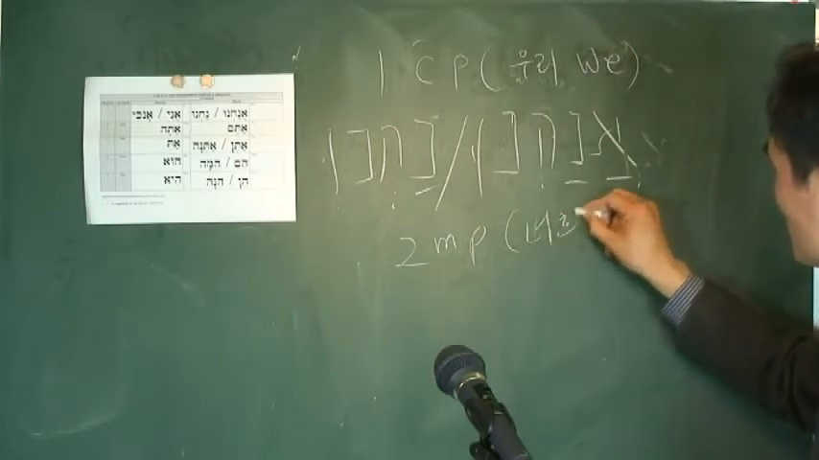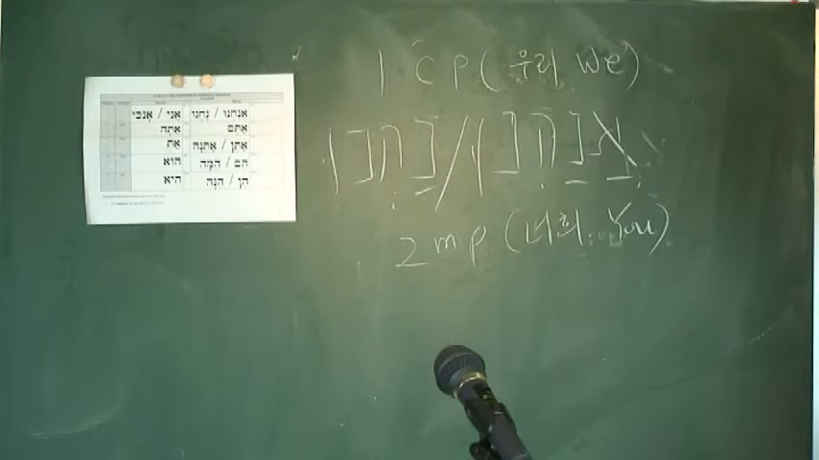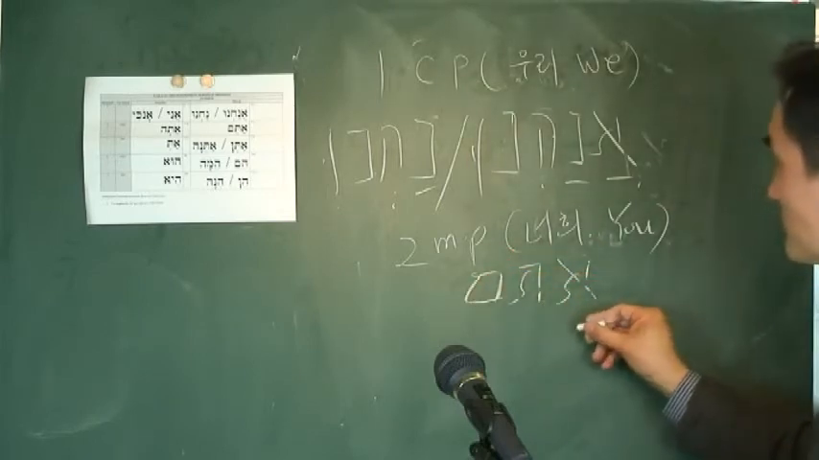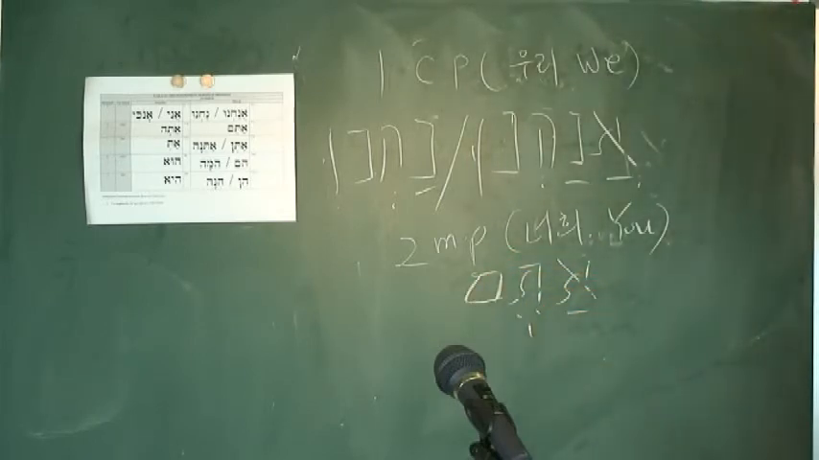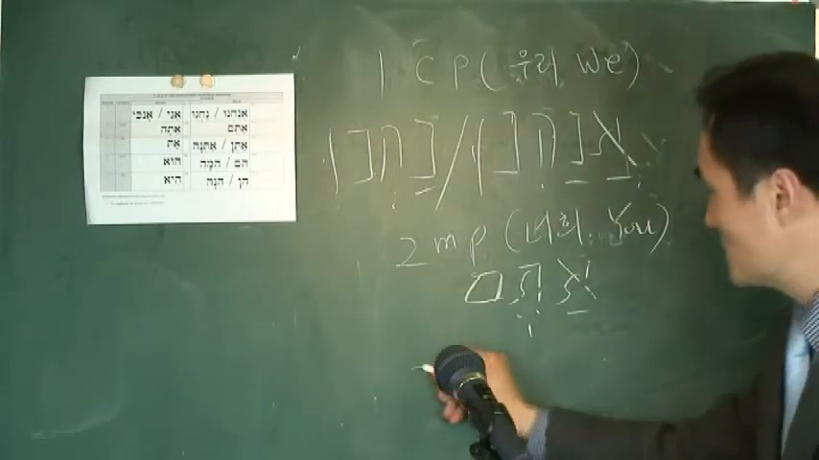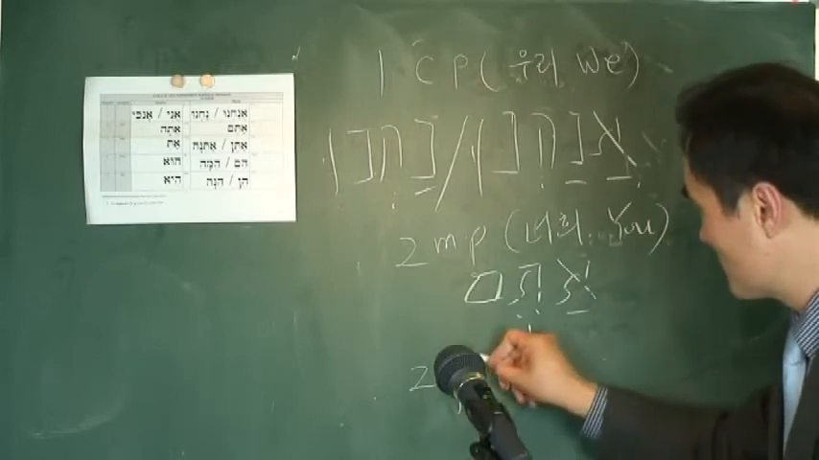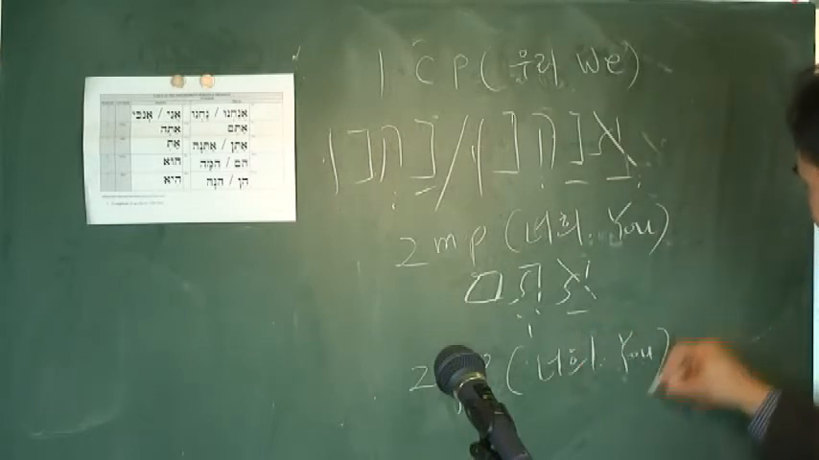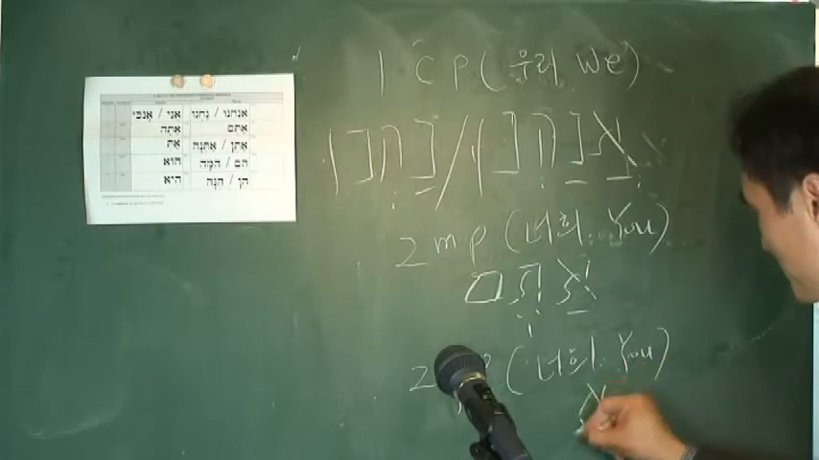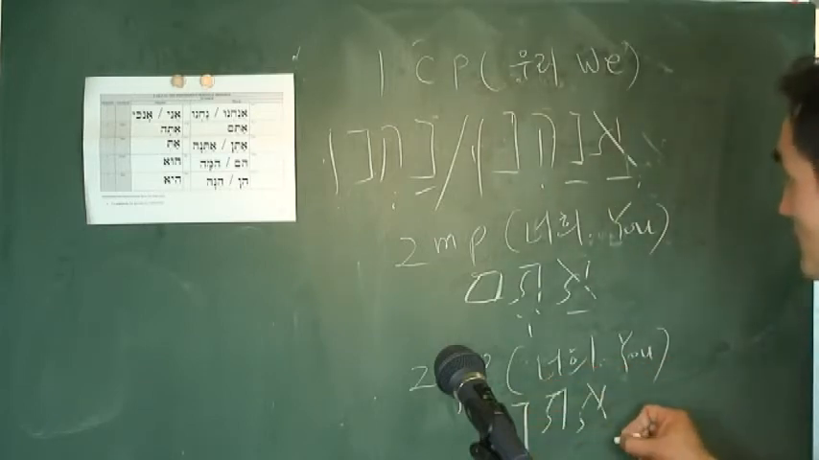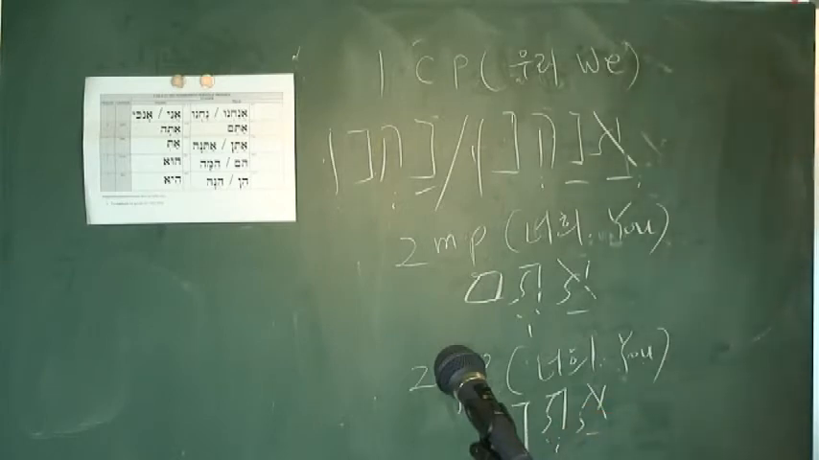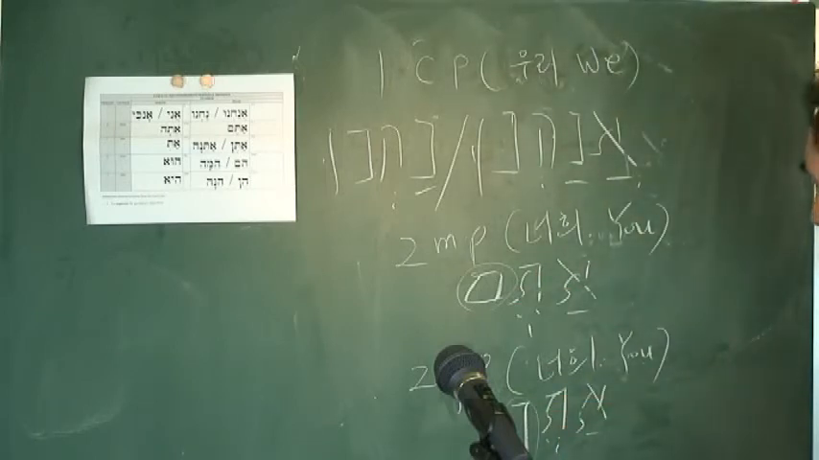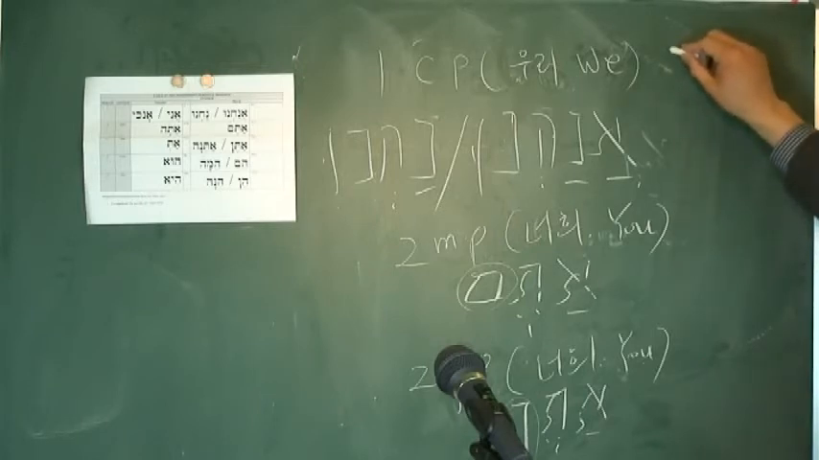Next, the second person masculine plural you. This would be Atem. Next, the second person feminine plural you would be Aten. Here it would be Mem, and here it would be Nun.